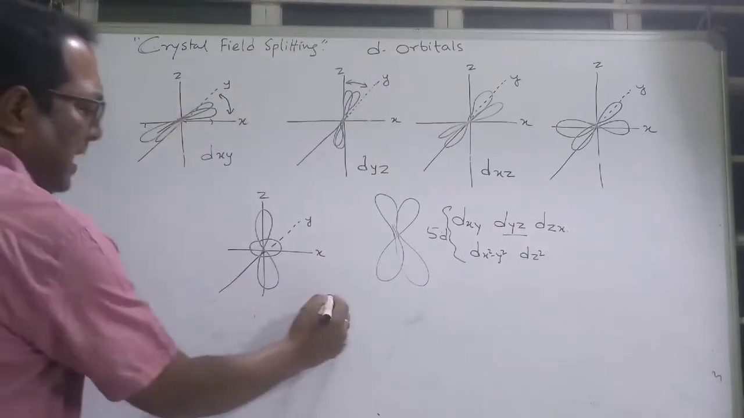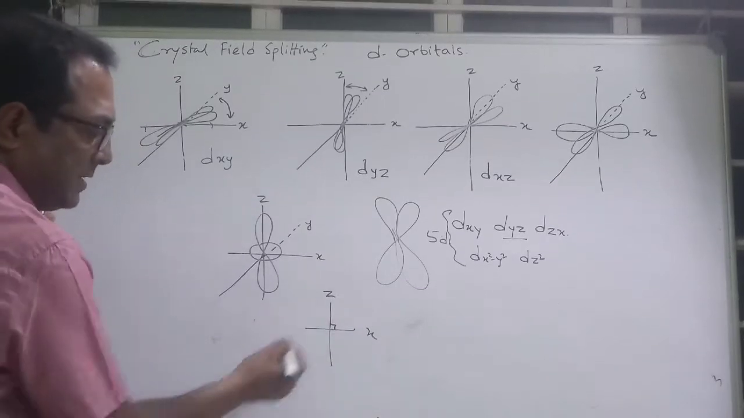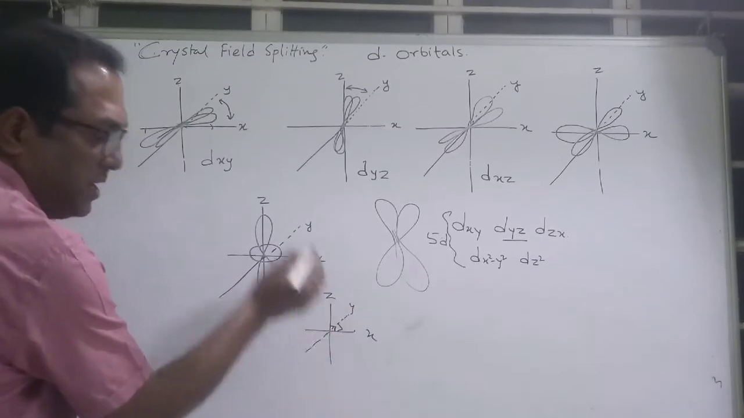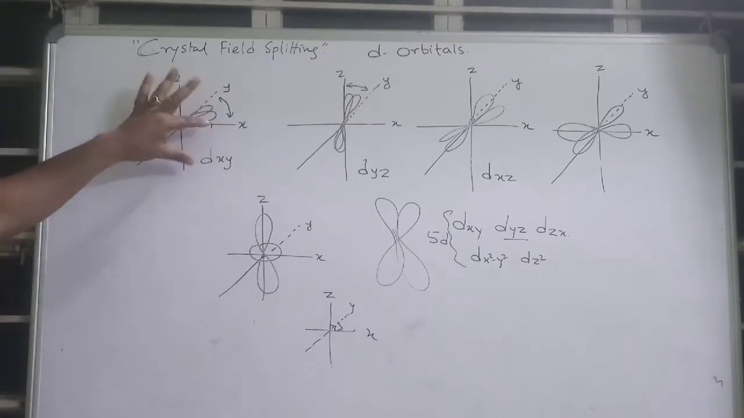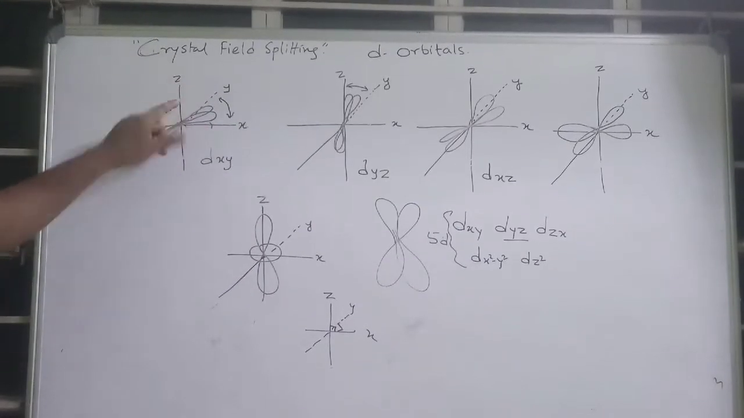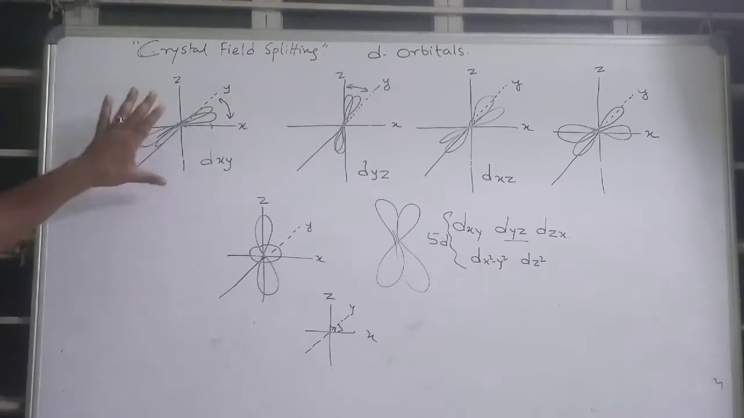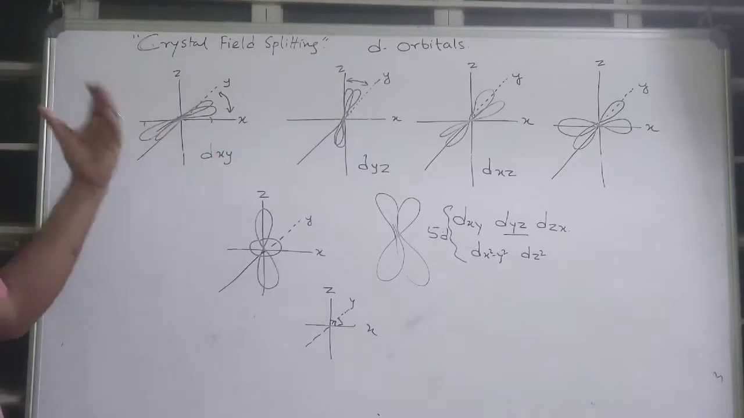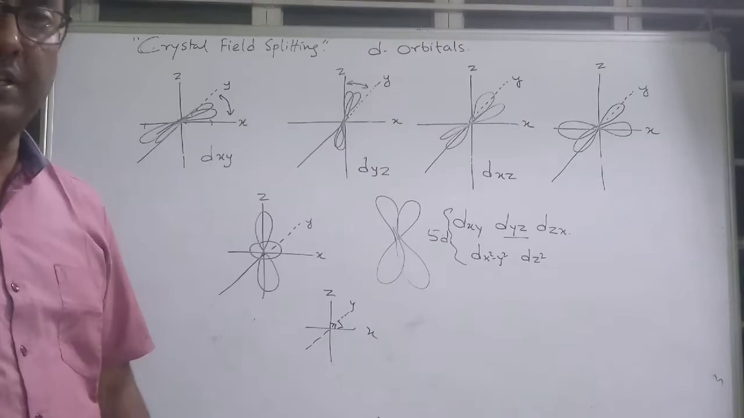Remember, this x and z, they are 90 degrees to each other, and the y that we have drawn is also 90 degrees with respect to x and z. So all the axes are drawn perpendicular to each other. So these are the structures or the shapes and how they are oriented in space. This you have to know.